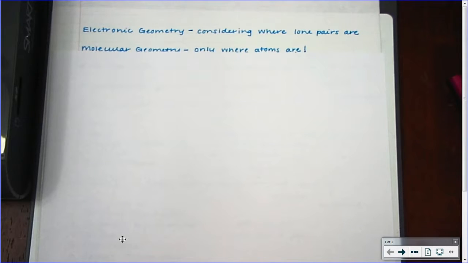When you're looking at the electronic geometry, it's really the 3D look at the molecule that you just did as a Lewis structure. And when we talk about electronic, we're actually considering where the lone pairs or electrons are. When we look at a molecular geometry, also known as a molecular shape, we only care where the atoms are.